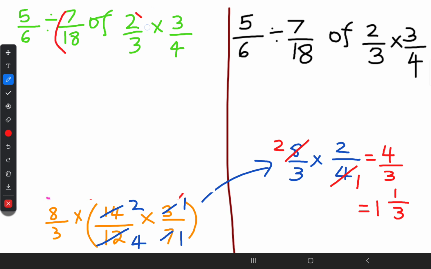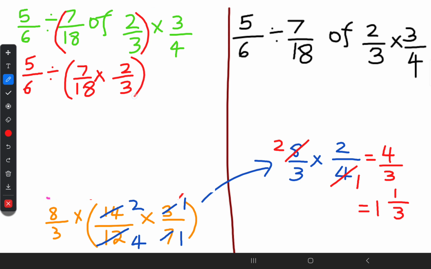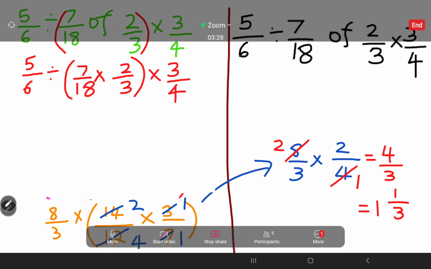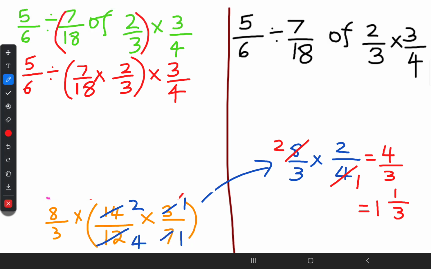That means this one. So 5 upon 6 divided by 7 upon 18 of means multiplication. 2 upon 3 multiplied with 4 over 3. Then after, here we can simplify these two. 1 times and 9 times. Then after 5 over 6 divided by 1 7s are 7, 9 3s are 27, multiplied with 3 over 4.